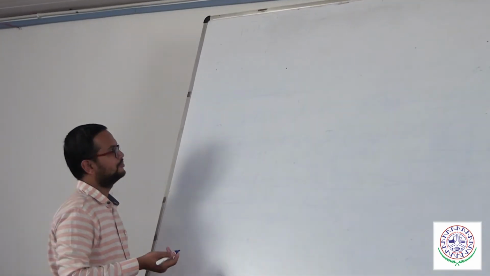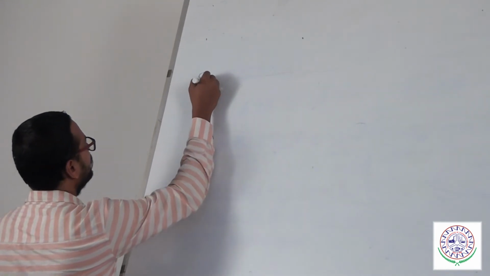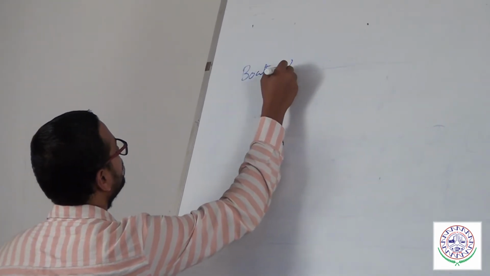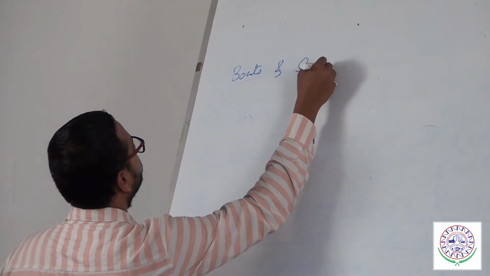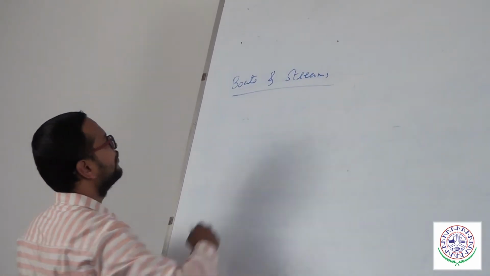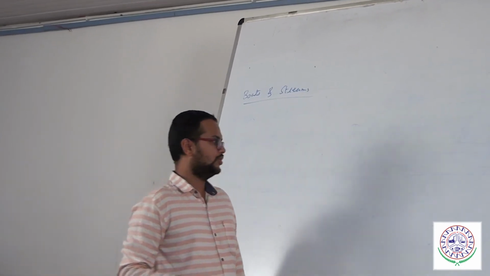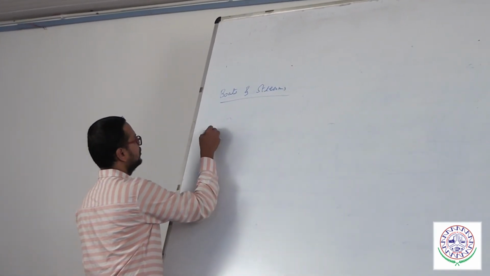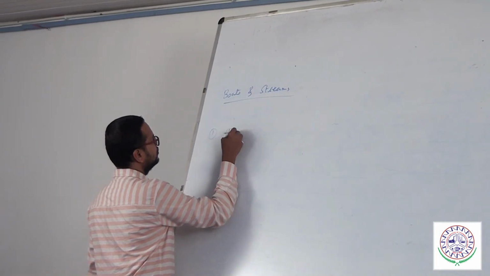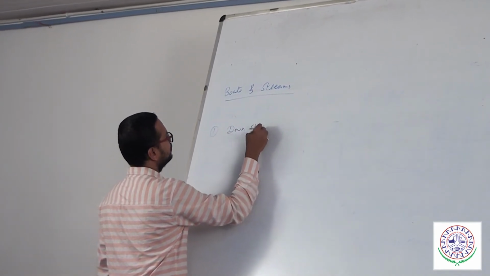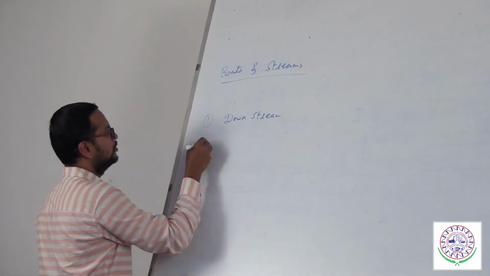Similarly, like problems on trains, one more concept is boats and streams. Same case with boats and streams, generally two things will be there. One is downstream, another is called upstream.